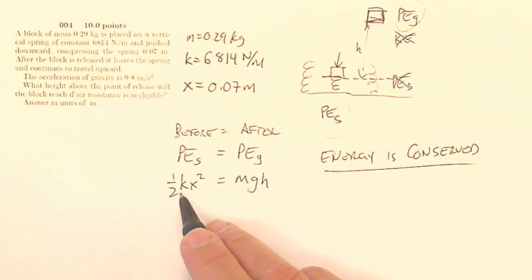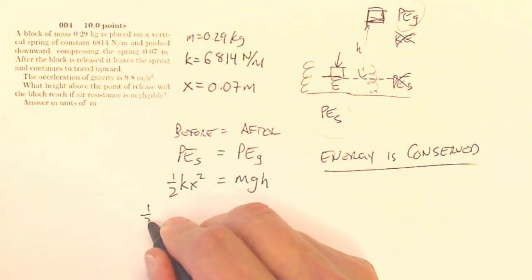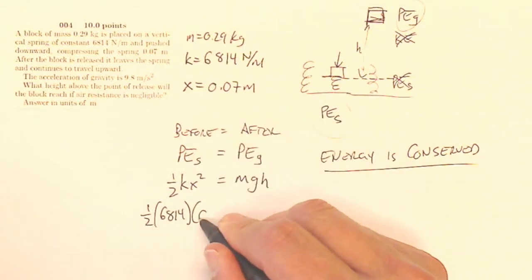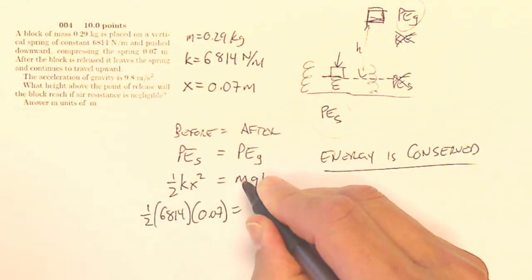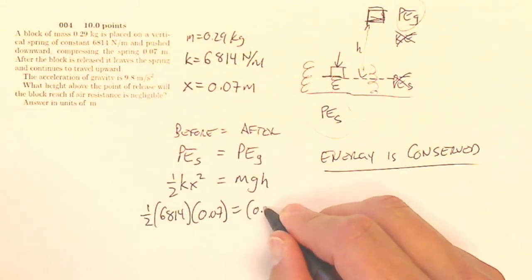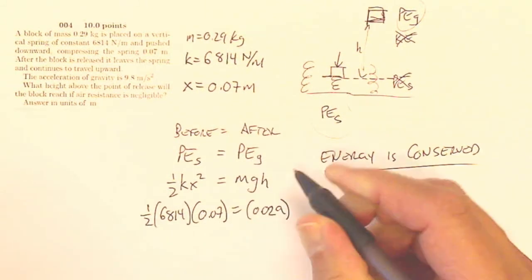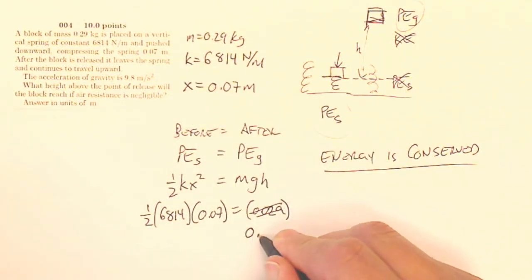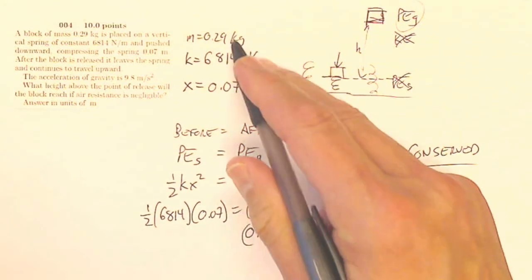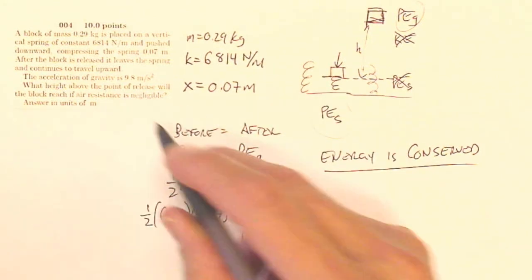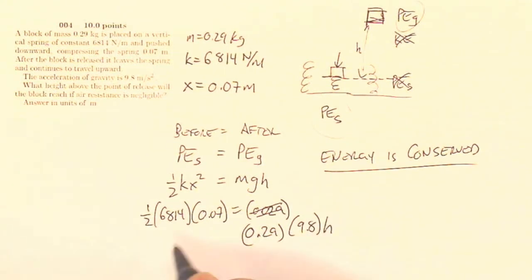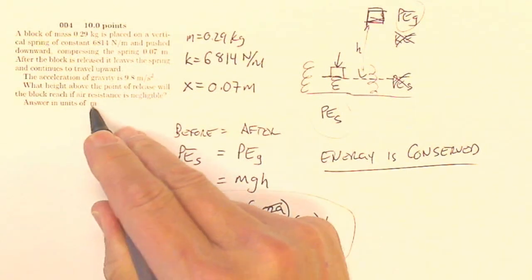So now I know K is 6,814. My X is 0.07. My mass is 0.29. So this is not 0.029, it's 0.29. And my G is 9.8. And H is what I'm looking for. So using this, you can solve for H. My height equals. Answer in units of meters, good.